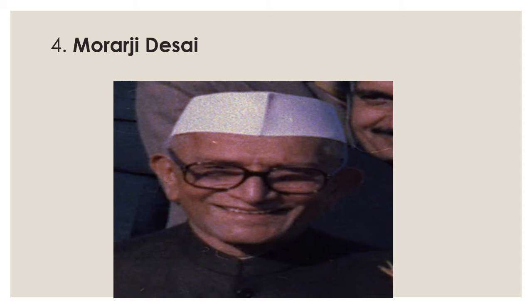The next picture given to us is of Morarji Desai. Morarji Desai was an Indian independence activist and politician who served as the fourth Prime Minister of India between 1977 and 1979, leading the government formed by the Janata Party.